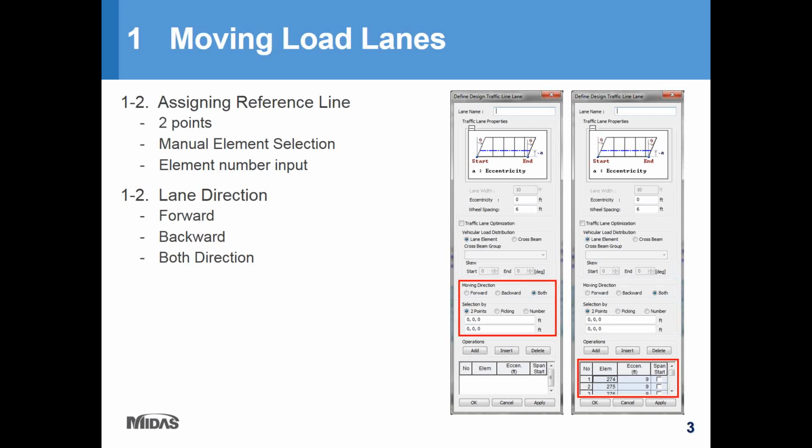The lane direction determines the direction of the applied vehicle load. Forward means it's going to follow the numerical order. Backward is going to come back; it's going to move backwards. In both directions, the program will consider both cases, forward and backward.